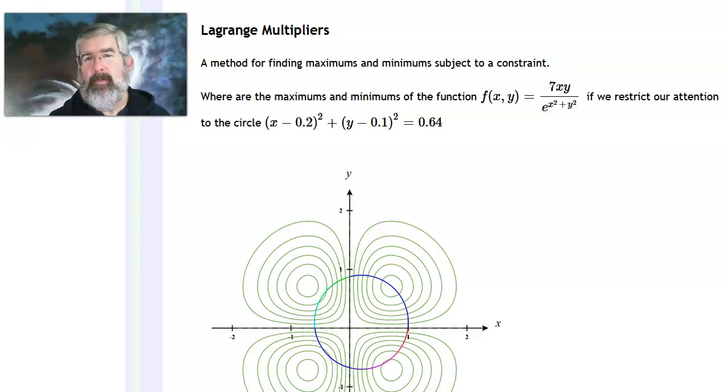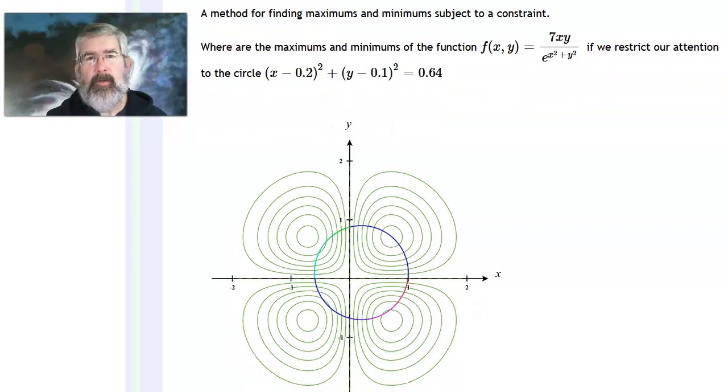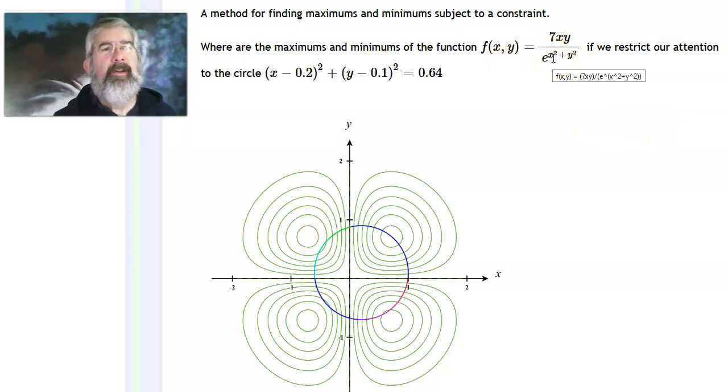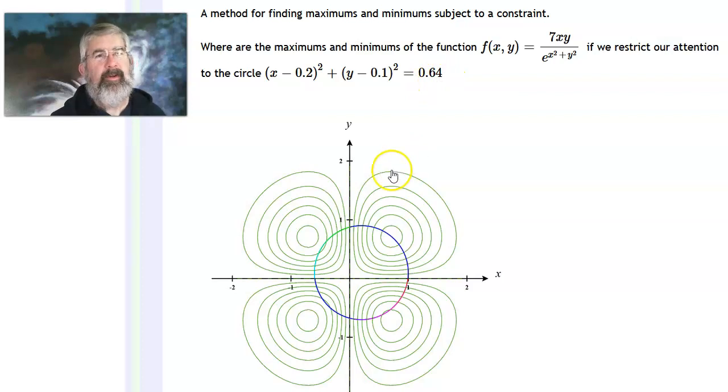So here's an example without actually doing the calculations, but just getting a feel for what's going on here. I've got a function f of x, y equals 7xy over e to the quantity x squared plus y squared. And if we restrict our attention just to the circle (x minus 0.2) squared plus (y minus 0.1) squared equals 0.64, right? It's just a randomly drawn circle here.